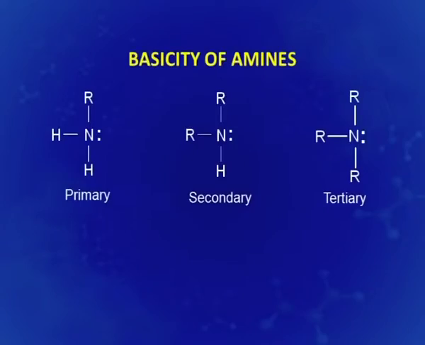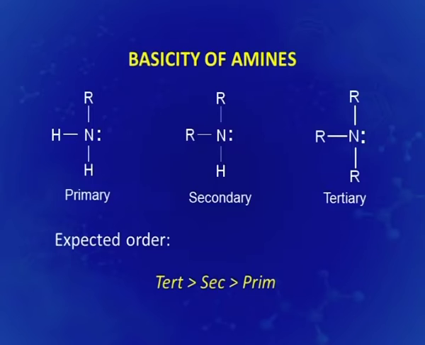What will decide the basicity of these amines? Which will be more basic? The expected order is tertiary, which will be more basic than secondary, which will be more basic than primary. What does that mean? That means the tertiary amine, which has three alkyl groups, will be able to donate its pair of electrons the most easily.